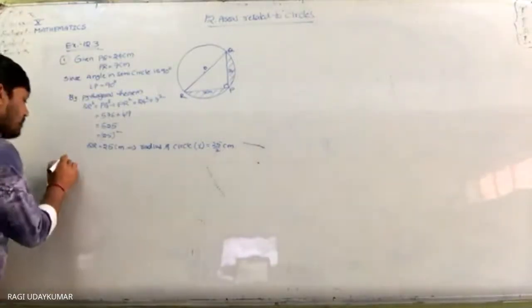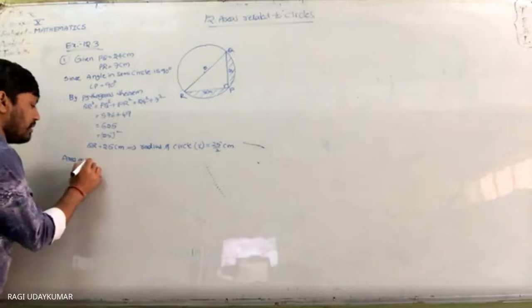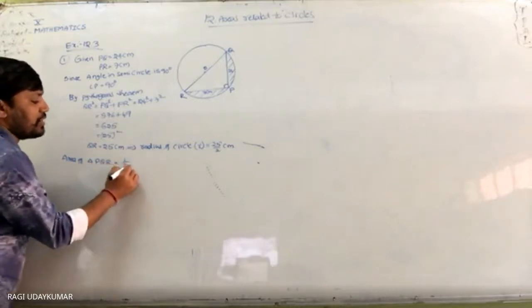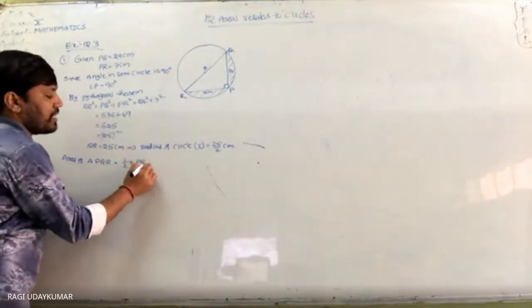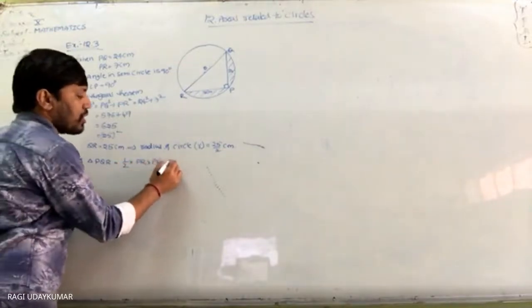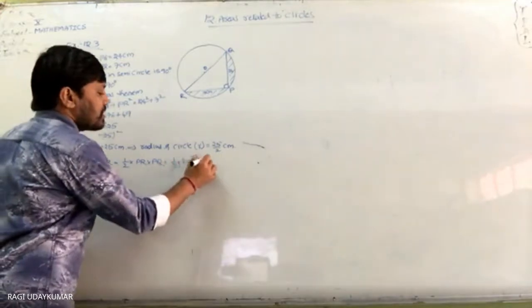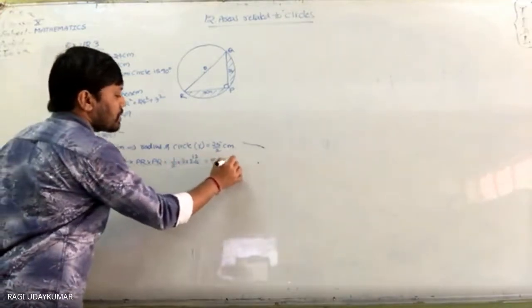Now, the area of the triangle PQR is equal to half into base PR, then the height becomes PQ. So half into 7 into 24, 12 sevens are 84 square centimeters.